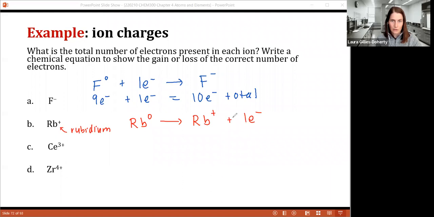So if we want to count up the total number of electrons, rubidium in its neutral state has atomic number 37. So that means it starts out with 37 electrons. It lost 1 electron, so they have to both add up to the same number on both sides. So that means it must now have 36 electrons. 36 plus 1 equals 37, and then both sides equal 37. So rubidium 1+ has 36 electrons. Neutral rubidium lost 1 to turn into a positively charged ion.